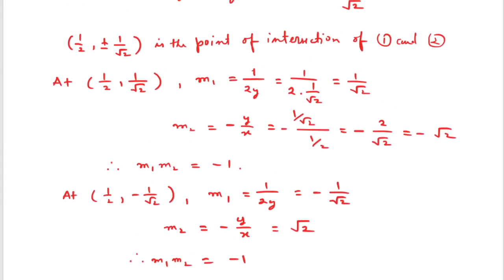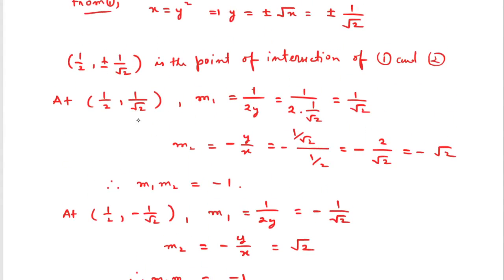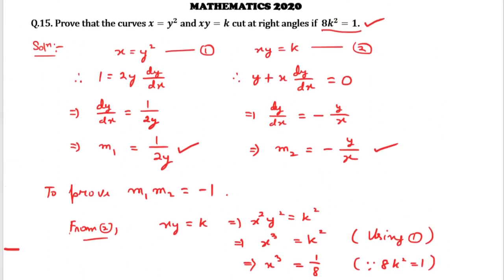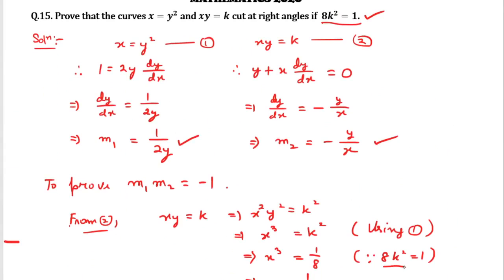That means I have shown that there are two points where the curves intersect. At this point, curves 1 and 2 intersect. This point also the curves 1 and 2 intersect. At both the intersecting points, I have shown that the product of their tangent slopes is minus 1. That means I can conclude that this is happening because we have used the condition 8k square equal to 1 that is given in the question. Hence I can say that the curves are at right angles.